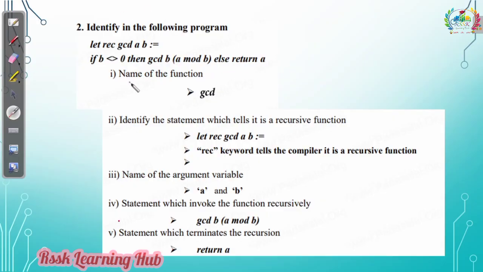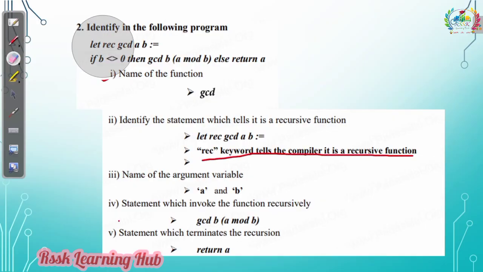Now what is your first question? What is the name of the function? GCD is your function. That is the answer for the name. Moving to the second, identify the statement which tells it is a recursive function. Which statement is telling it is a recursive function? Rec, no? This statement tells it is a recursive function. Rec is a keyword that tells the compiler it is a recursive function.